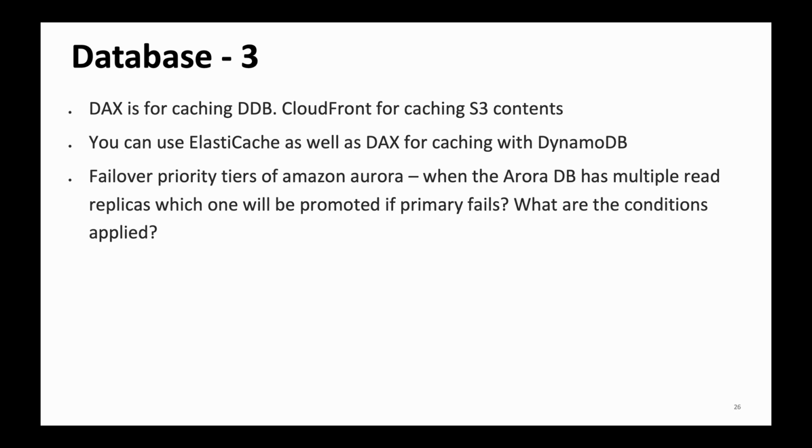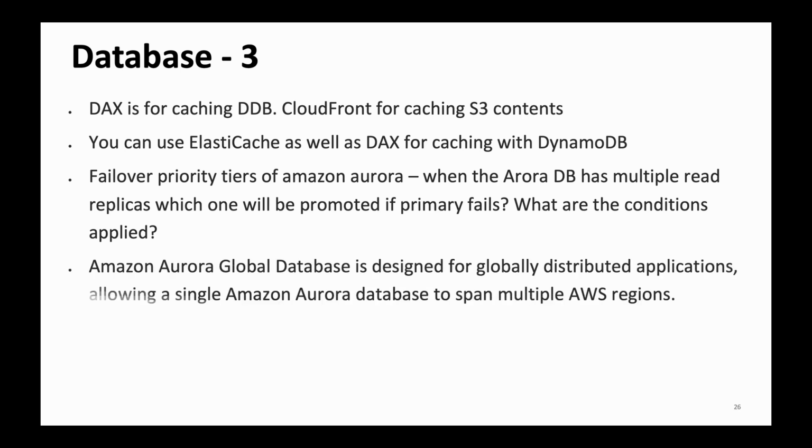You have Amazon Aurora with 15 read replicas. When you have to do a failover, what is the priority using which it will decide which read replica will be promoted? There are a couple of conditions, so try to understand what are those conditions. For example, the size of that read replica and the priority number which is already provided, etc. So please check that. Then this concept of Amazon Aurora Global Database. It is designed for globally distributed applications, allowing a single Aurora database to span multiple AWS regions. So have an idea about what is Aurora Global Database.